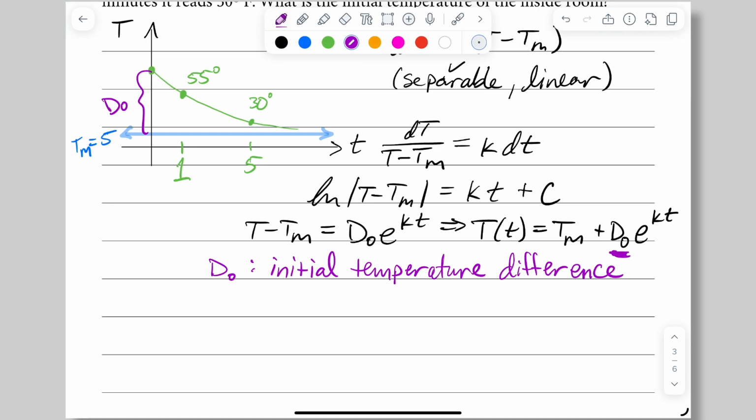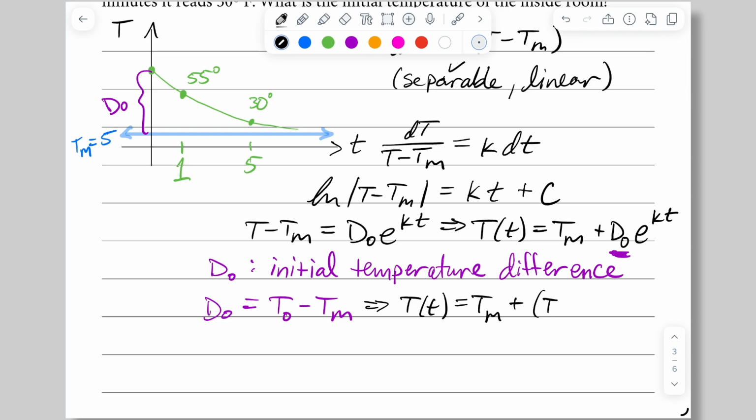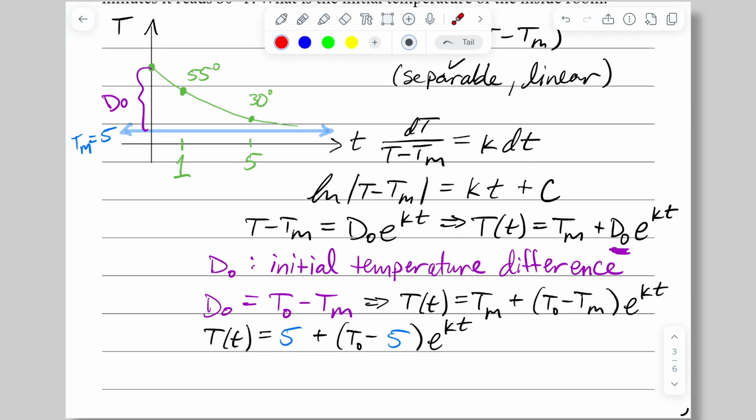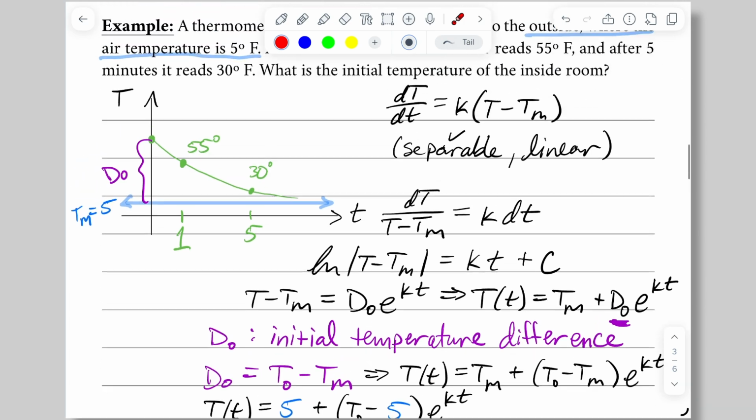Since it's the initial temperature difference, we can actually represent it as T sub 0 minus T sub m and update our model. So temperature as a function of time is equal to T sub m plus (T naught minus T sub m), that quantity times e to the kt. Since we know that T sub m is equal to 5, we now have T of t is equal to 5 plus the quantity (T naught minus 5) e to the kt.